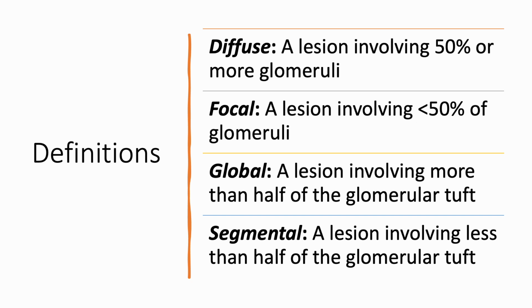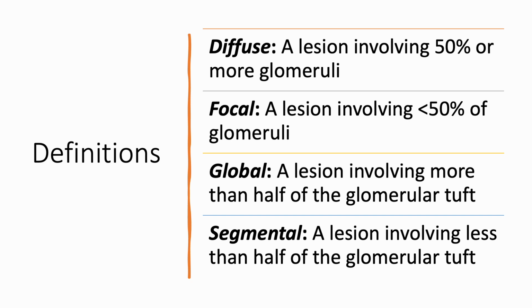These definitions are critical. When we talk about a glomerular disease, we use a lot of terms. What does diffuse mean? Diffuse means a lesion involving 50% or more of glomeruli in the sample we collected. So if we have a biopsy, and on the biopsy specimen we have 30 glomeruli, and we have a lesion involving over 50%, over 15 of them, we call it diffuse. Focal means that there is a lesion, but it involves less than 50%. So 50% or more, diffuse, less than 50%, focal.